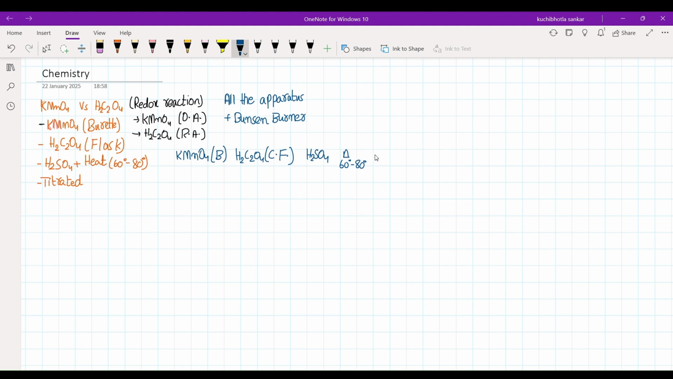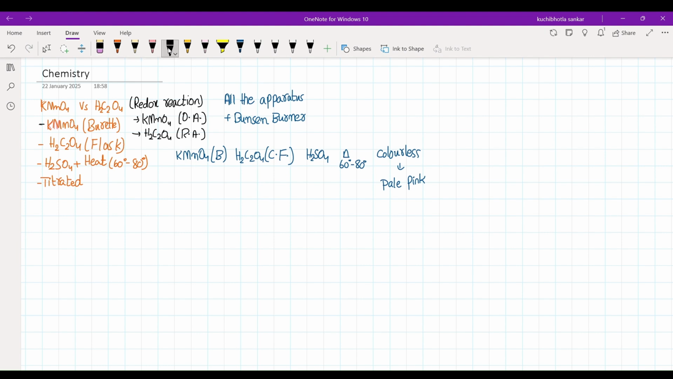It will be titrated, and then what is going to be the end point? Colorless to pale pink. Oxalic acid is colorless, and then it will turn into pale pink. That is a very basic titration. Just remember these steps, and you can write all of the things on your own.